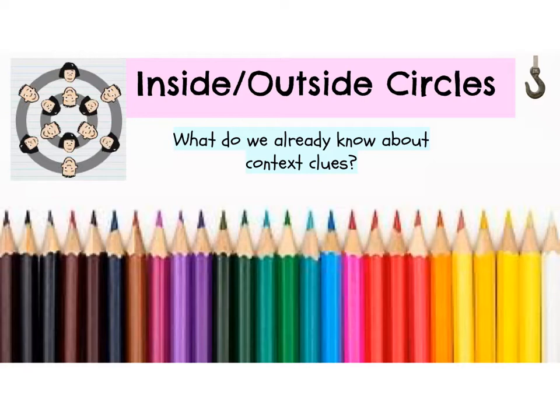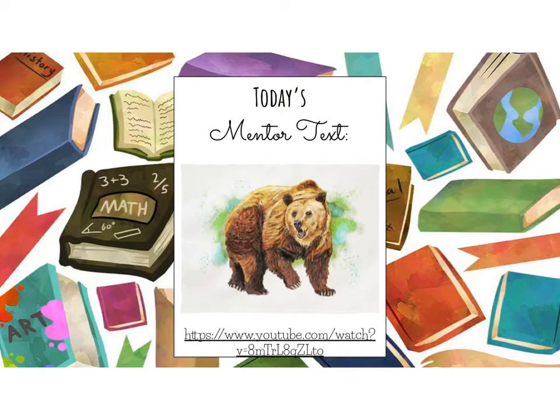Let's go ahead and warm up our brains, activate our background knowledge about what we already know about context clues. We're going to use a strategy today in class that's called inside-outside circles. I'm excited to introduce you to a brand new mentor text today. And this text is about an interesting informational topic that ties into our literature text because of Winn-Dixie. So you can probably make a prediction based on the image you see that it might have to do with some type of bear. Let's go ahead and get a better idea of what this text may be about with a quick video.